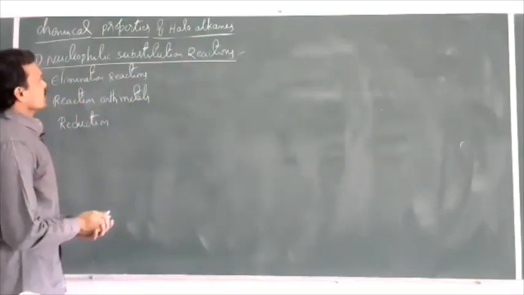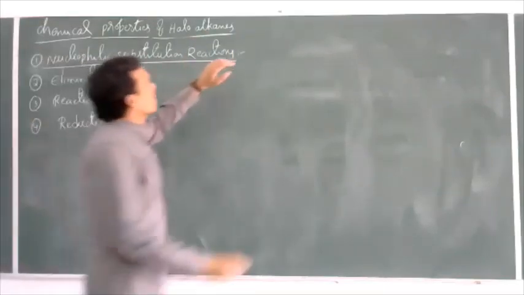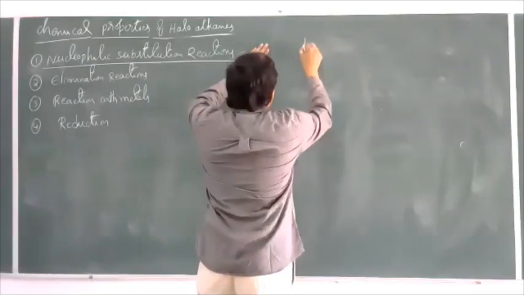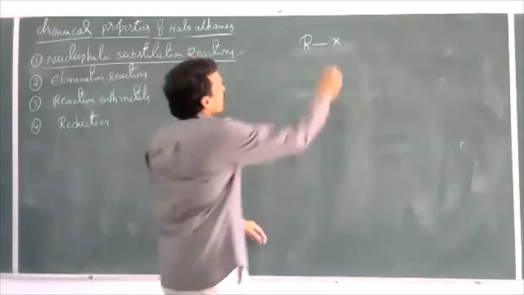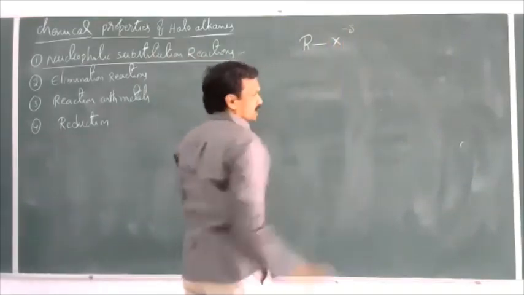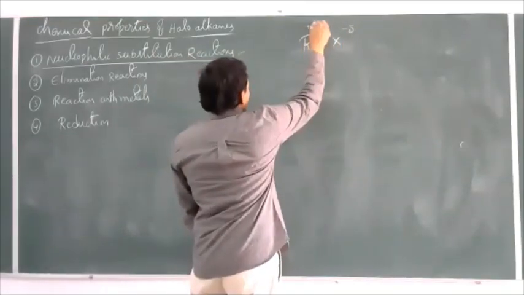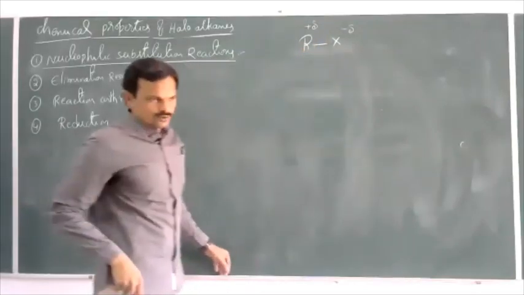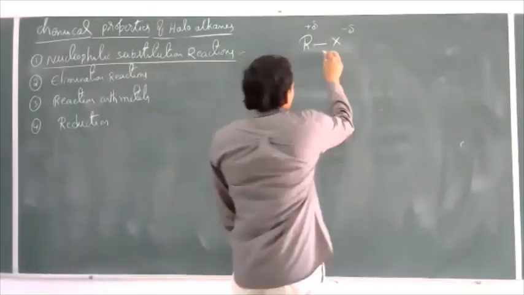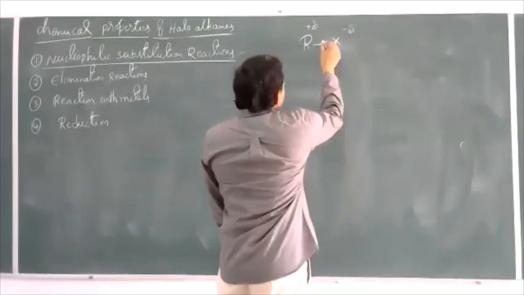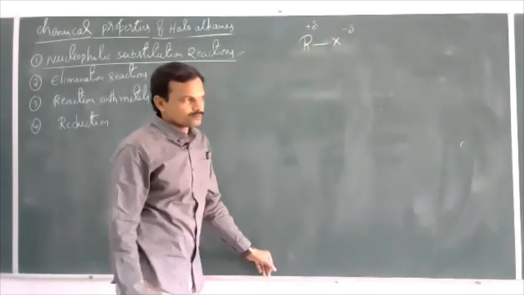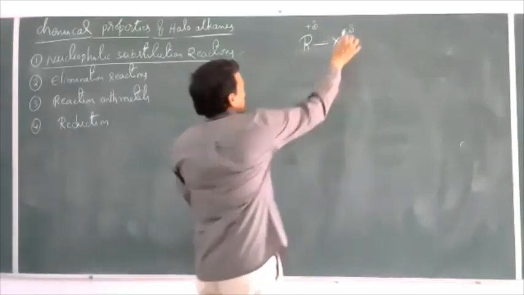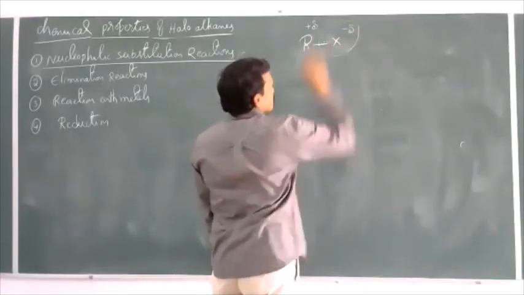So what is a nucleophilic substitution reaction? Let us see now. R-X, haloalkane. Halogen has a partial negative charge, alkyl group has a partial positive charge. Here the electron pair is closer to the halogen than to the alkyl group. That means the halogen is partially negatively charged.